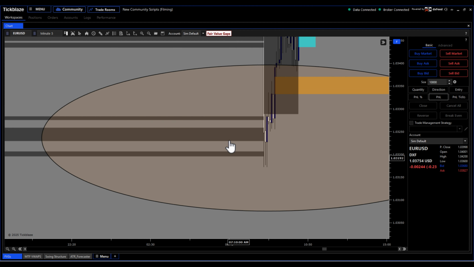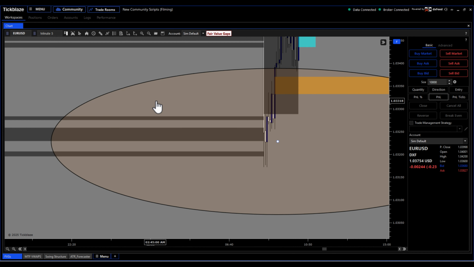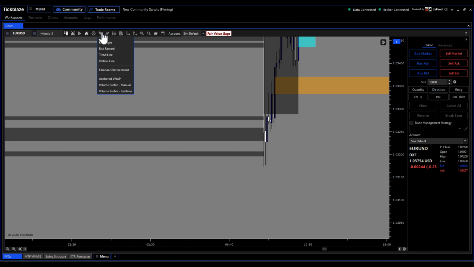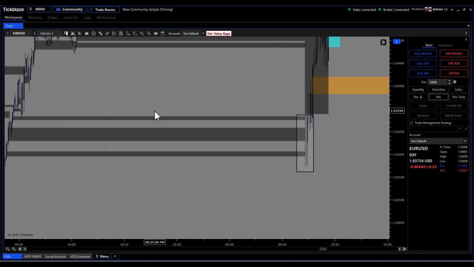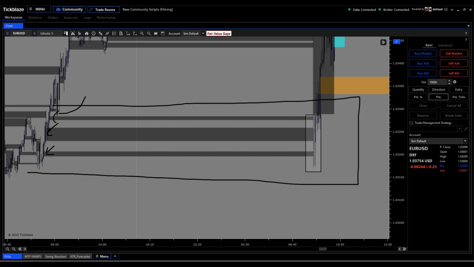It's going in and it's identifying smaller time frame imbalances in the data right here. And ultimately that was from these imbalances over here. And these all create a much larger imbalance on a higher time frame.